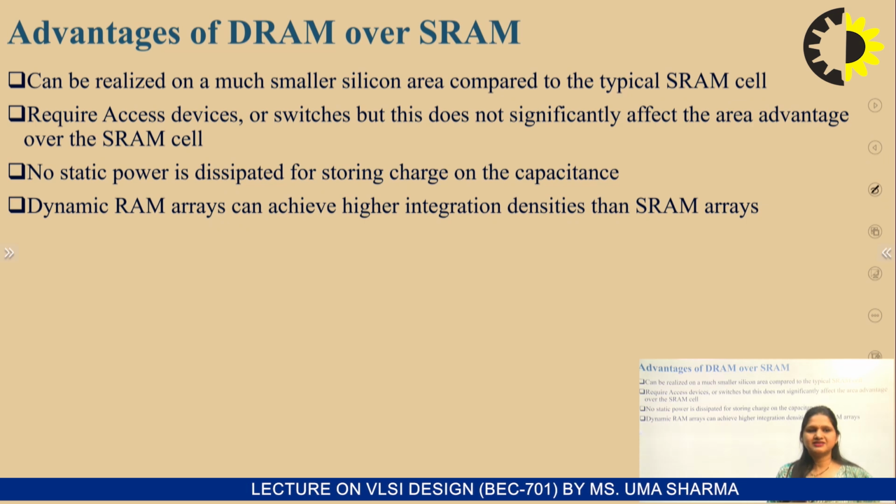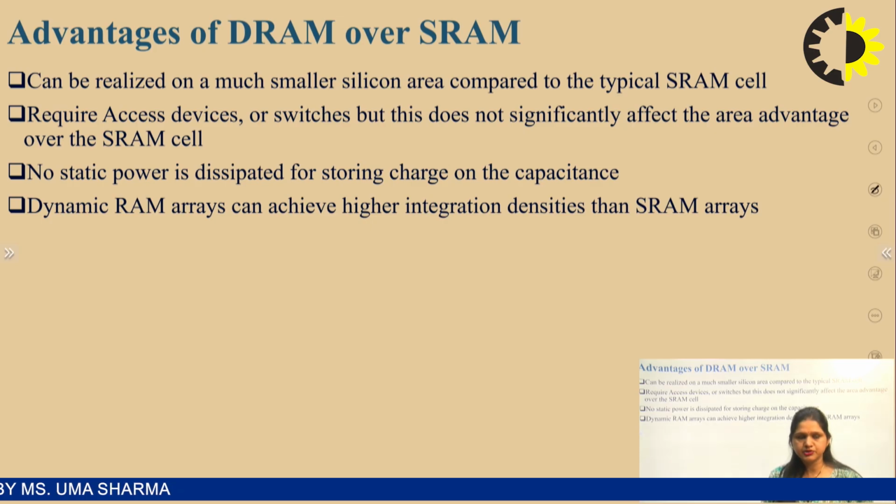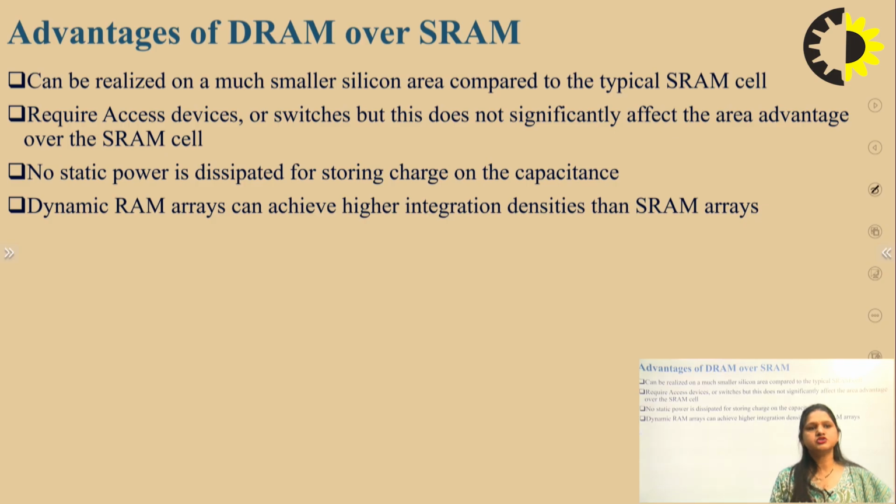If we design DRAM over SRAM, there are many advantages. In SRAM there is a permanent requirement of power supply, and if the supply is on all the time, there is definitely static power dissipation. We can reduce the static power dissipation in case of DRAM, because here we periodically refresh the capacitor, but there is no need to keep the supply always on. So this is how we can reduce the power dissipation.